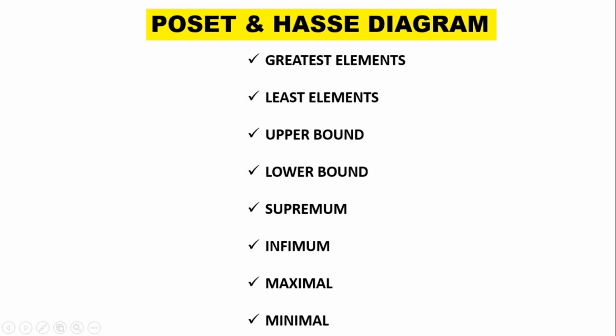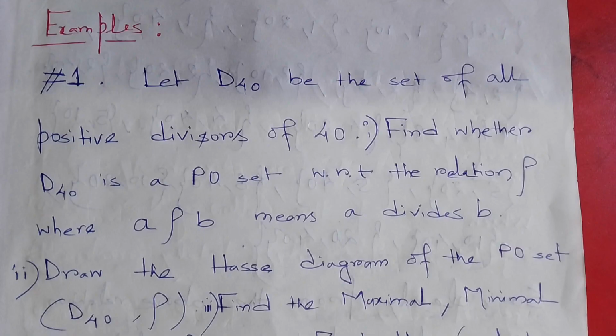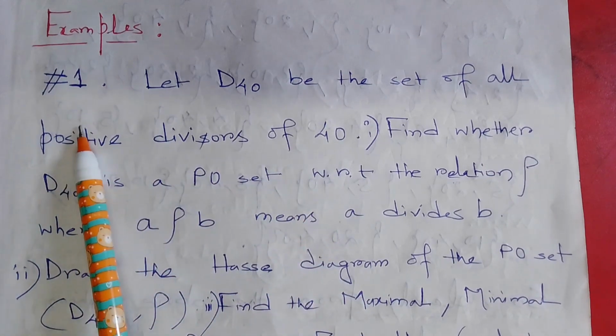In my last lecture, I had discussed greatest elements, least elements, upper bound, lower bound, supremum, infimum, maximal element, and minimal element. Now, I'm going to share some examples on those topics. So starting with the first example. So this is the question.